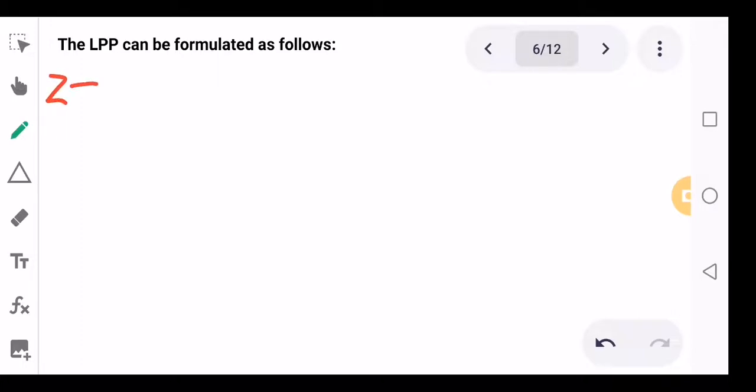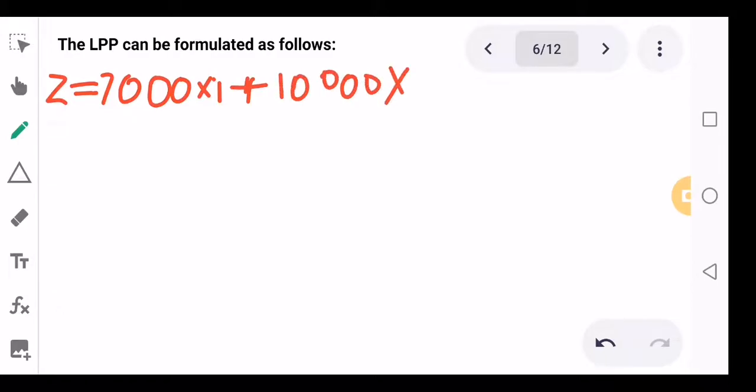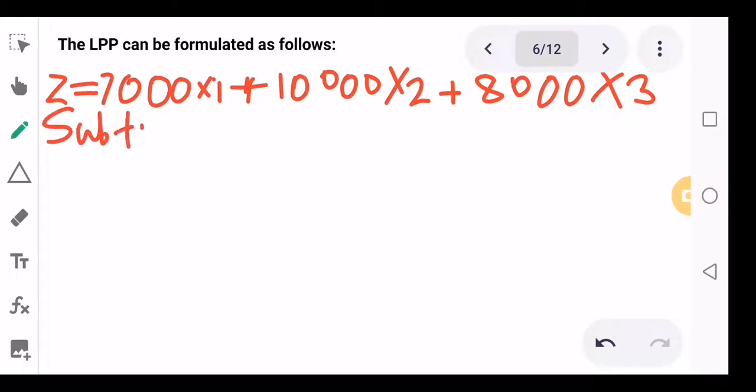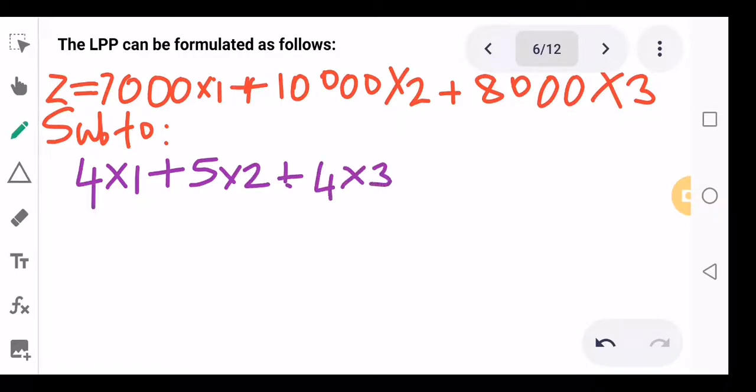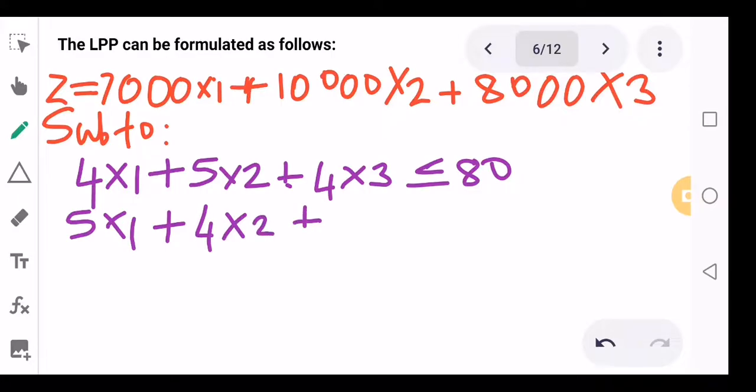Your Z is equal to 7,000 x1 plus 10,000 x2 plus 8,000 x3, subject to 4x1 plus 5x2 plus 4x3 less than or equal to 80, 5x1 plus 4x2 plus 4x3 less than or equal to 100.